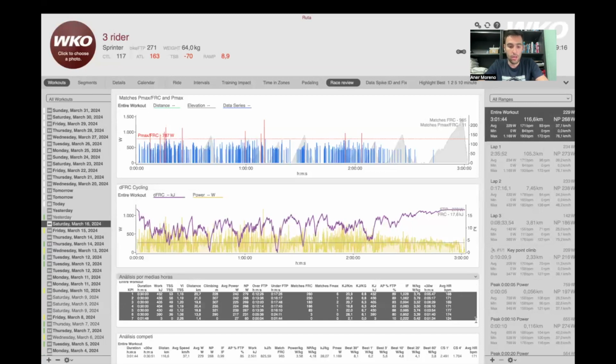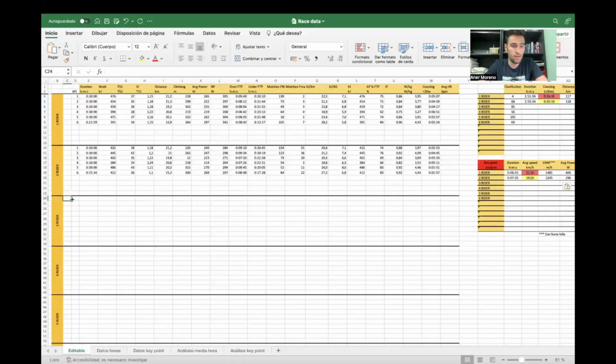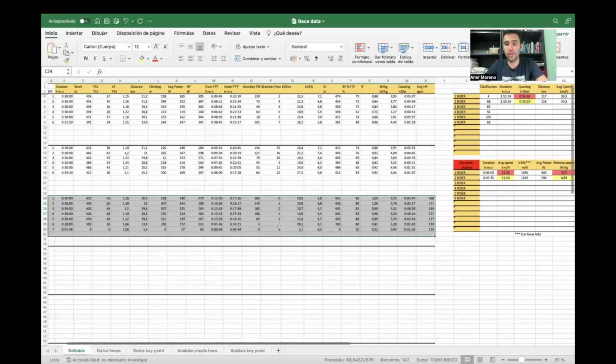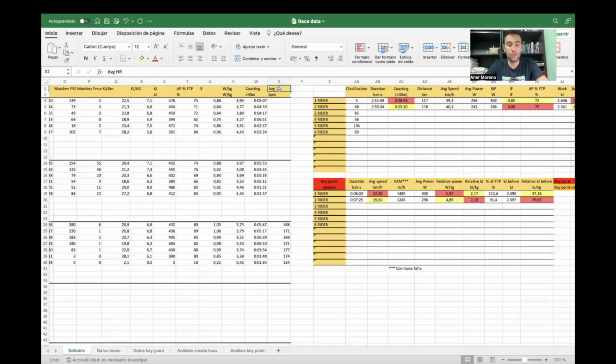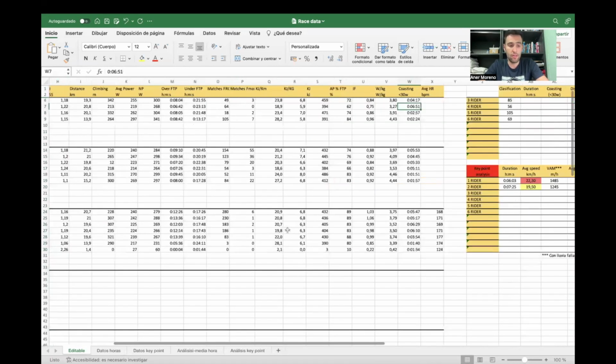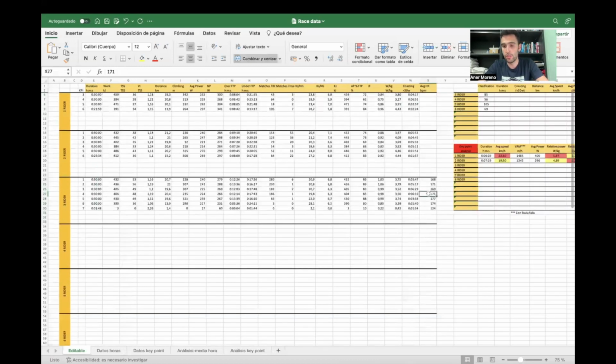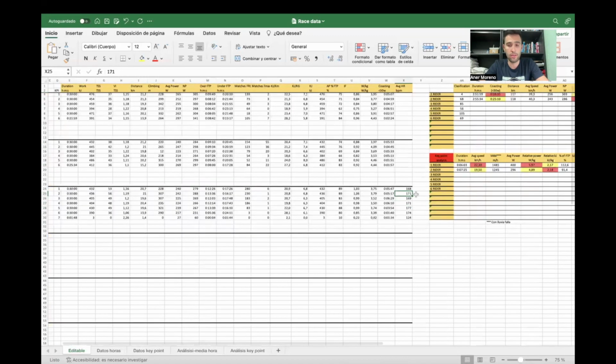Okay, copy, paste here. And as you can see here, I have put the heart rate values in the last column, not to disturb the analysis of the riders who don't use the heart rate. So in this case, rider 3, we can see he has used the heart rate monitor, so we have data of the heart rate.